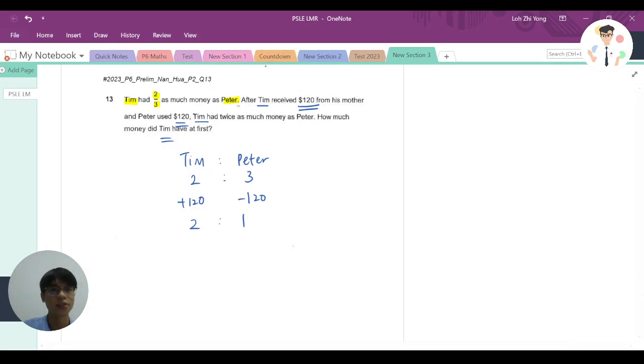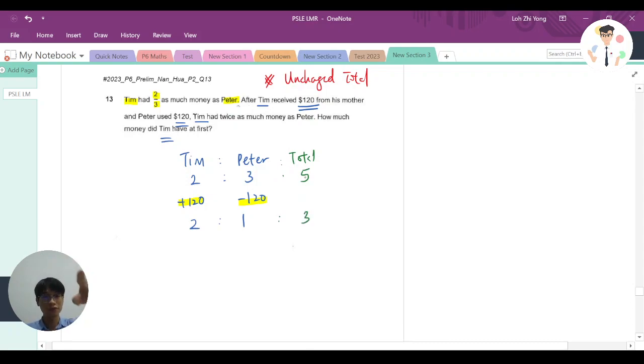So again, if you are in my lesson, you should know by now, this is a concept called unchanged total. Why? Because you see, Tim, one side plus 120, another side minus 120. So their total actually is not affected. So 2 plus 3 is actually 5, 2 plus 1 is equal to 3. This 5 and this 3 are supposed to be the same because what they add and what they take away is actually the same. So 5 and 3, what is the LCM of 5 and 3? As you know again, it is 15.